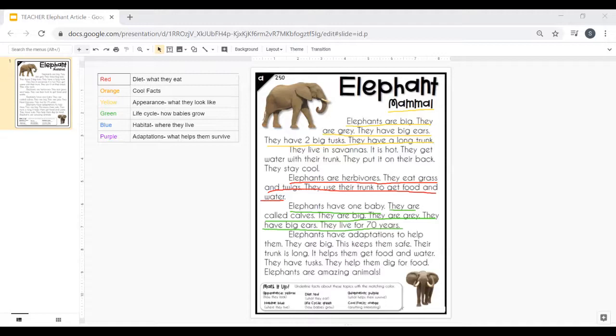Elephants live in savannas. Can you say savanna? Great. And savanna is a place that is very hot, that doesn't get a lot of water, and has a lot of grasslands. That is where the elephant lives. So let's underline more about the savanna. It's hot.